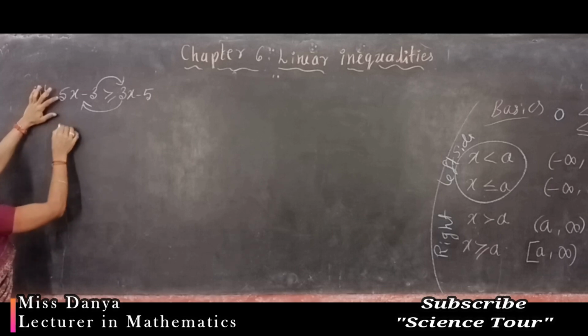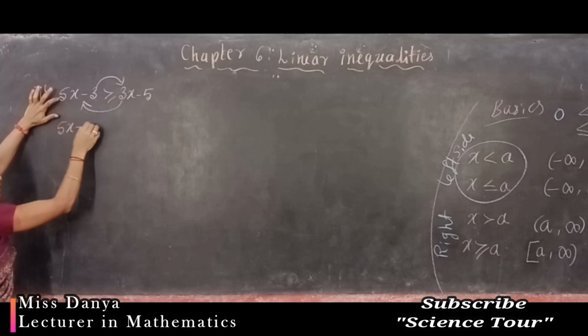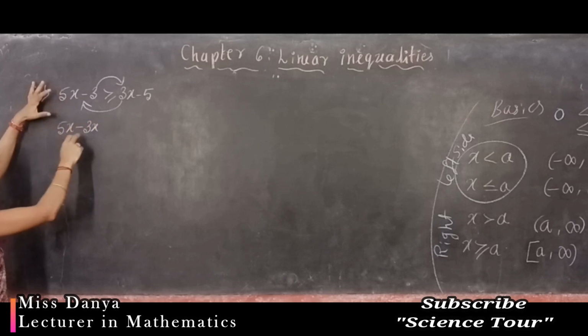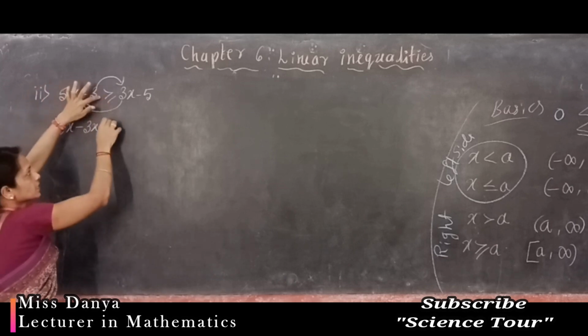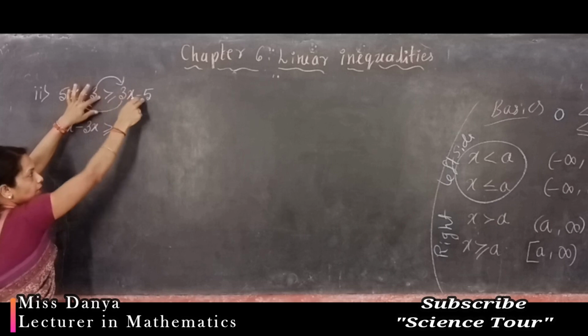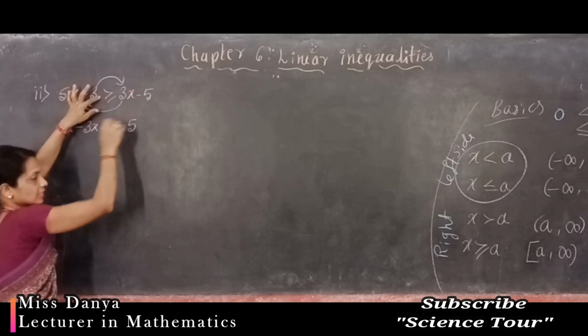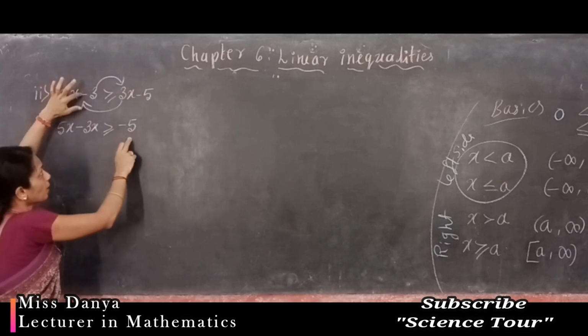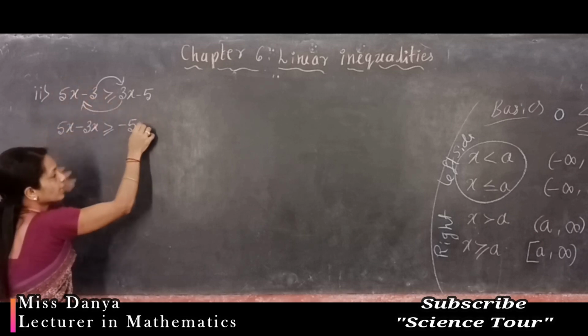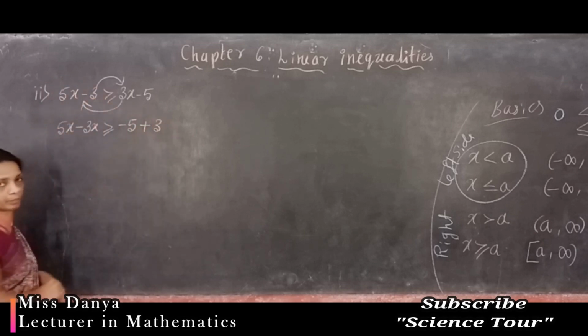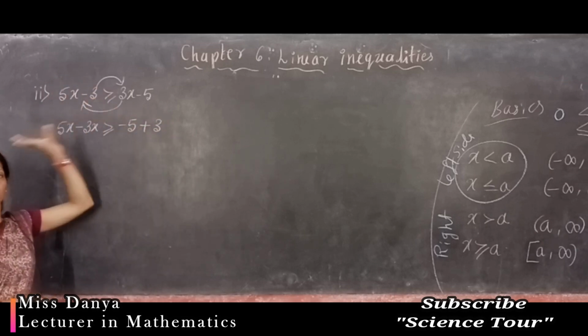Okay, so 5x is already there on the left side, and 3x we are shifting to this side, so you have to write it with the minus sign. Next, the same symbol greater than or equal to, and minus 5 is already there on the right side, so without change you write it. Minus 3, you are shifting to the other side as plus 3. Okay, next you have to simplify both sides.